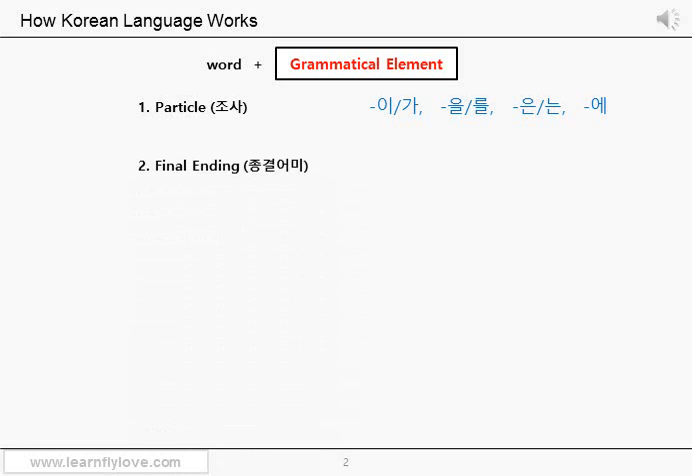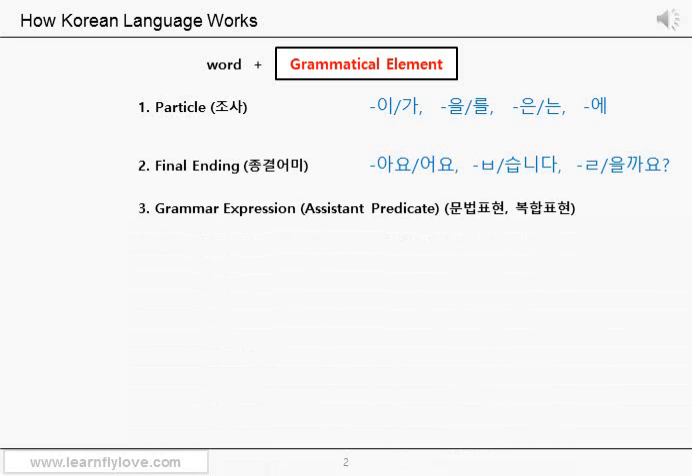What else? Final endings. 아요, 어요, and 읍니다, 습니다, which is used for the formal honorific sentences. 을까요, which is used to ask about second person's opinion about something. Of course, there are more. Final ending is called 종결어미. But as we told you, you don't have to know the exact name of it.